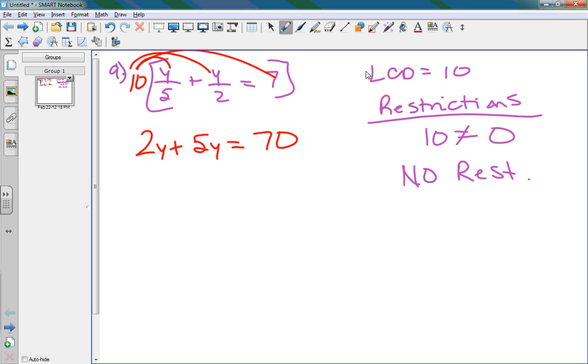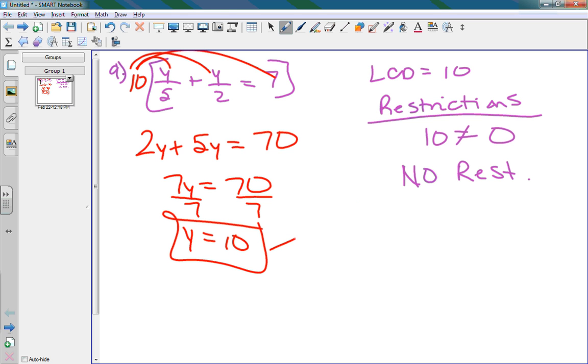What is 2y and 5y? 7 yo-yos is equal to 70 divided by 7. And y is equal to 10. Since there are no restrictions, it's simply y equals 10.